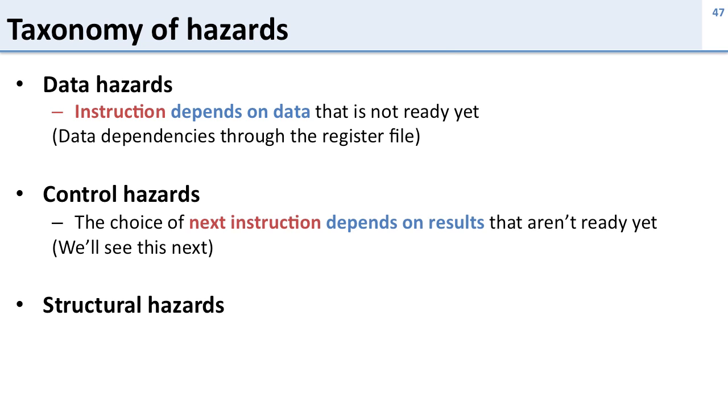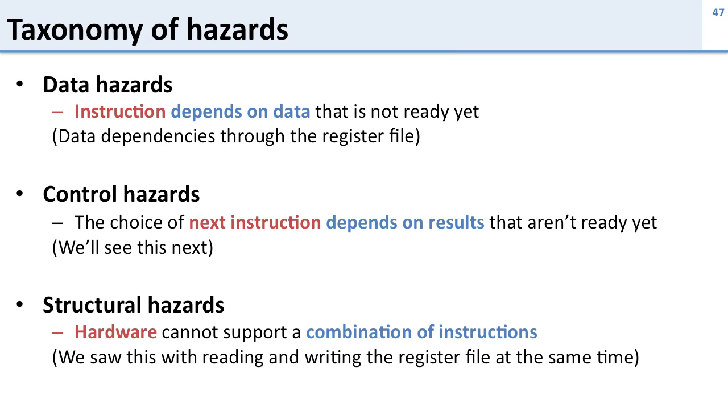Control hazards occur when the choice of the next instruction depends on results that aren't ready. So this is what we're going to talk about now, but it means you may execute the wrong instruction when you have a branch because you don't have the value for the branch yet. And structural hazards occur when the hardware can't support a combination of instructions. So we saw this with the register file, where we were trying to read and write at the same time. If the hardware doesn't support that, it's very hard to make the instructions work.